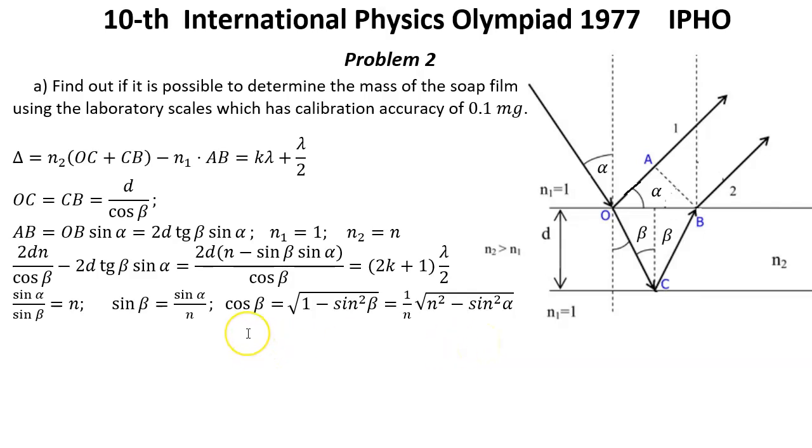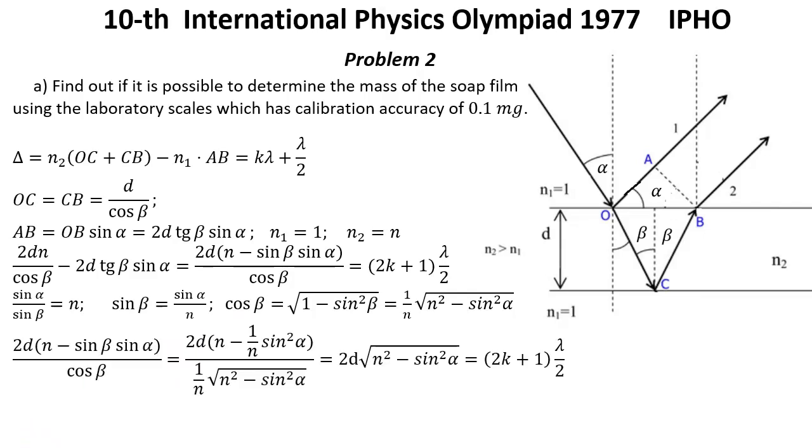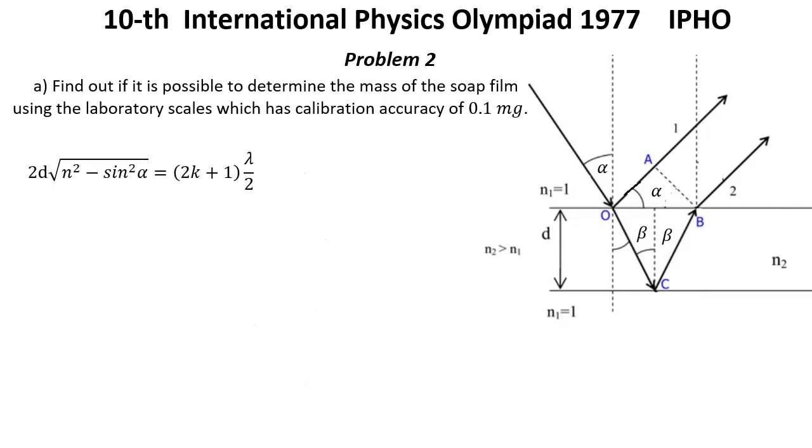And again we can put this expression to the first formula. Now this left part of the formula equal to this one using only alpha, and after some calculations we have formula which we can use next. That will be 2d multiplied by square root from n squared minus sine squared alpha equal 2k plus 1 multiplied by lambda over 2. And now we can use this formula to count our conditions for interference.